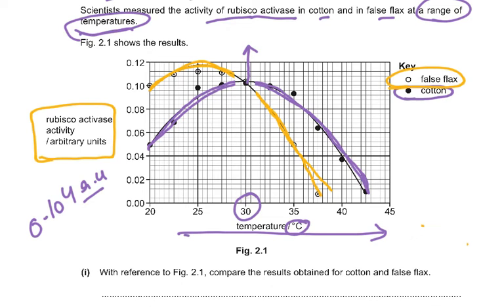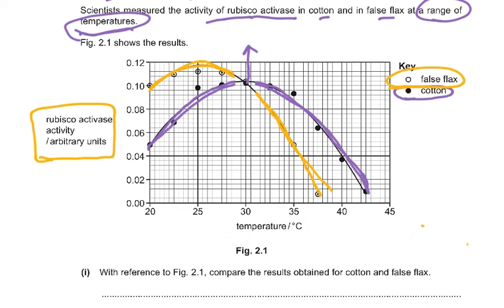Now, these were the similarities. Now, let's look at the differences. The first difference which I'm going to talk about is cotton has a higher optimum temperature. Why are we saying cotton has a higher optimum temperature? You see, this is the optimum temperature for cotton. What is the optimum temperature for flax? That is somewhere here, so 25 and 30. So cotton has a higher optimum temperature.